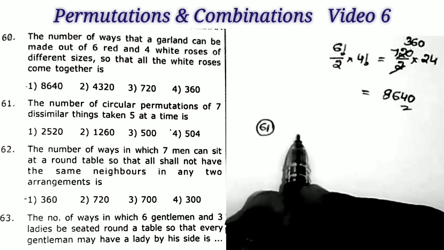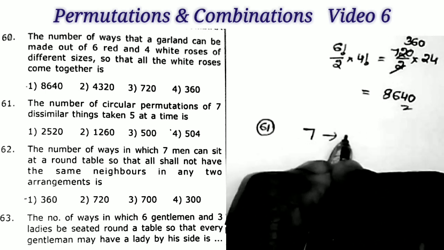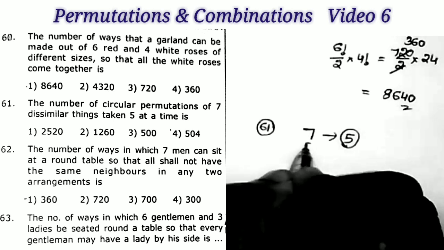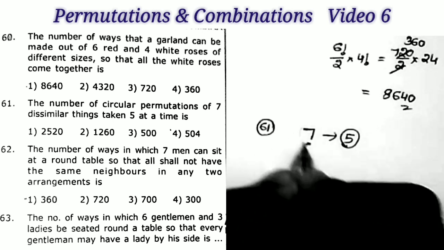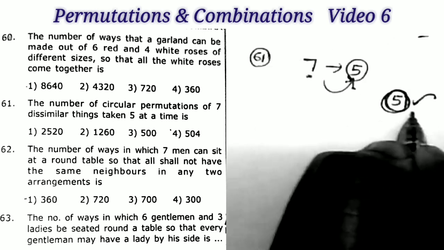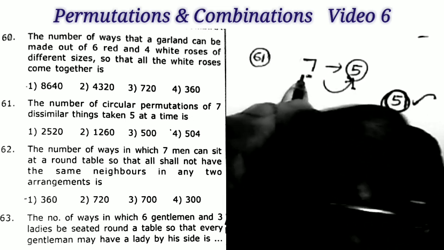Next one, sum number 61. The number of circular permutations of the 7 dissimilar things taken 5 at a time. That is, we want the circular permutation of the 5 things, but we have to select the 5 things from the 7 things. That is the given question here.